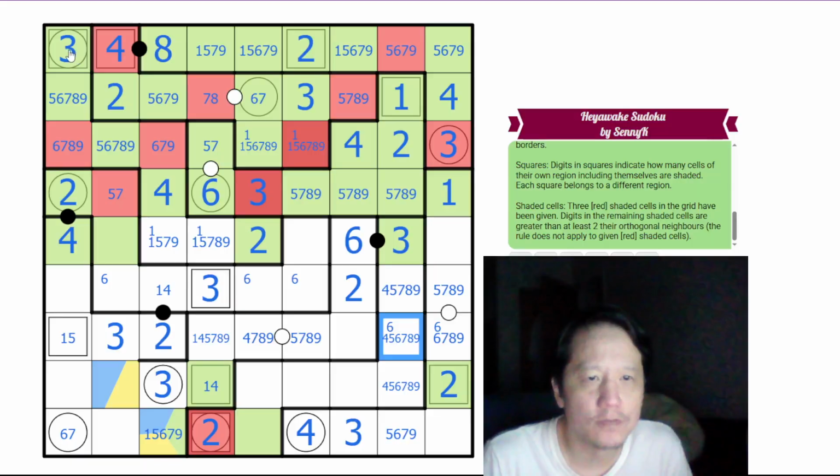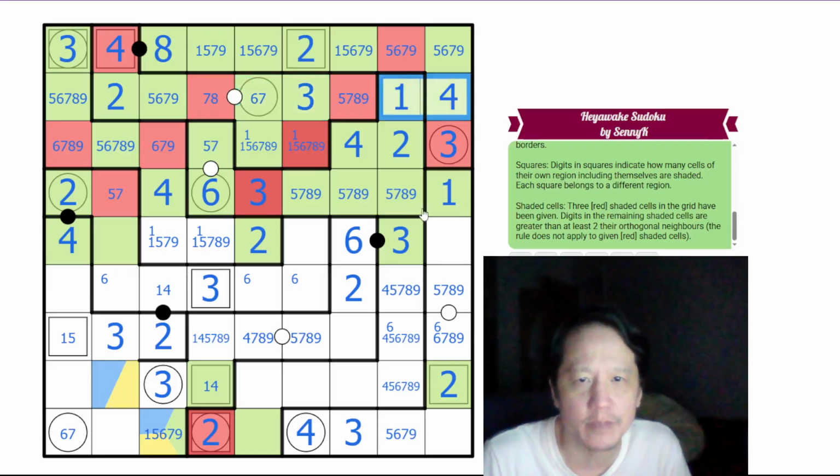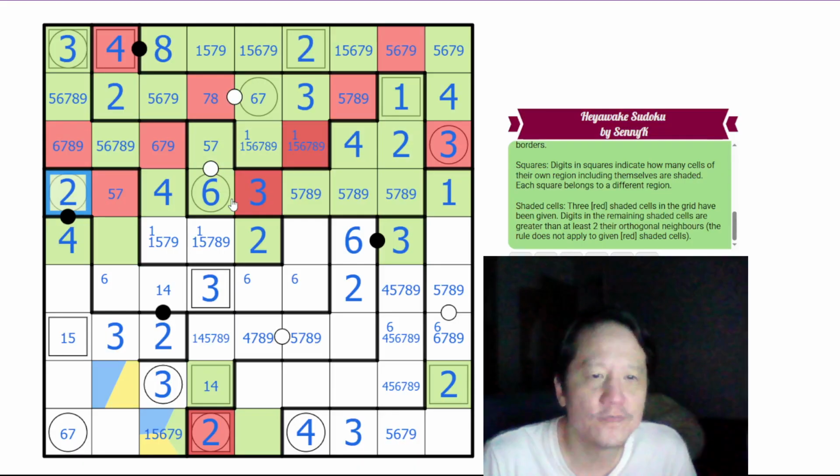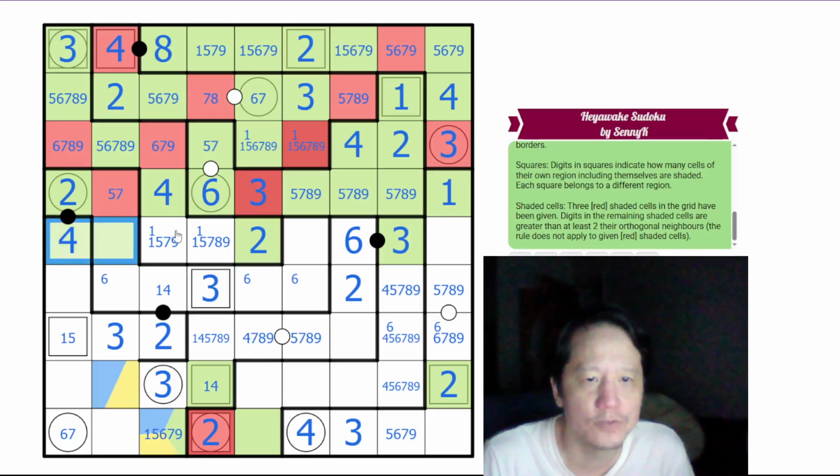Okay, so row 1, no boundaries, no boundaries, no boundaries. Row 2, 1 boundary, no boundaries, 1 boundary. Row 3, no boundaries, 1 boundary, no boundaries. Row 4, no boundaries, 1 boundary, 1 boundary. This is 2 blue, 2 greens, so this must be red here. That makes this green here because we have 3 of these, and this is green.